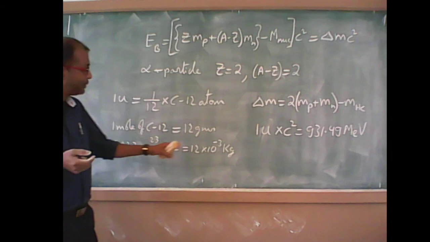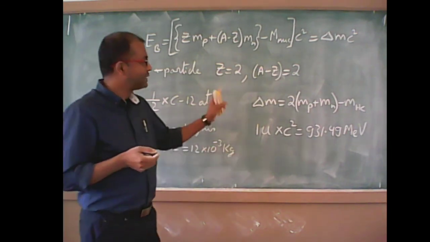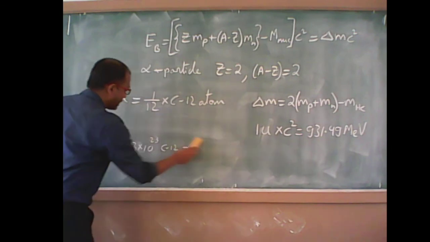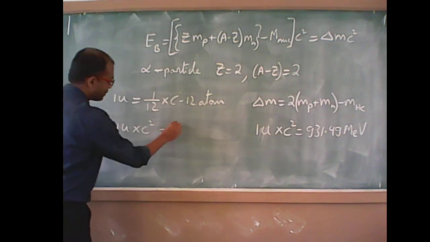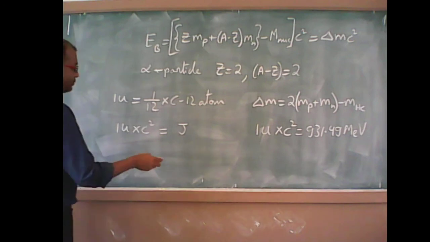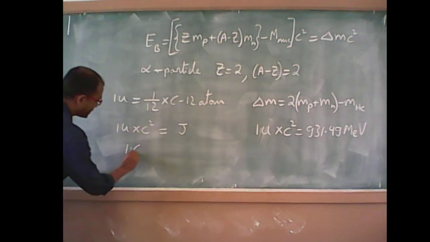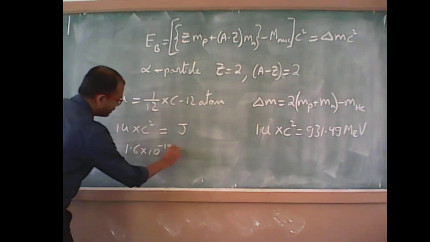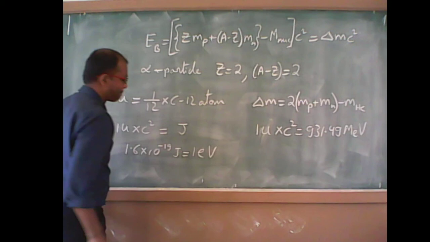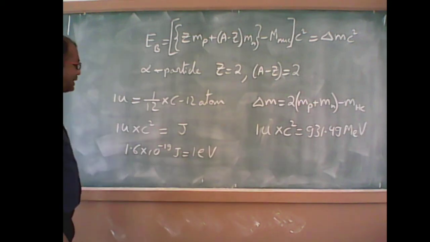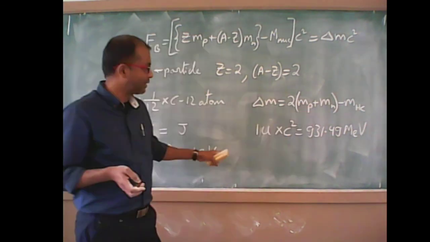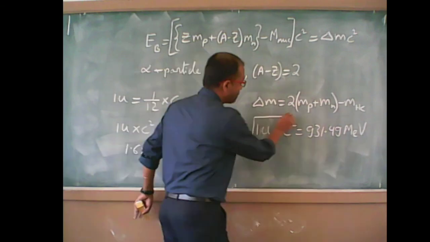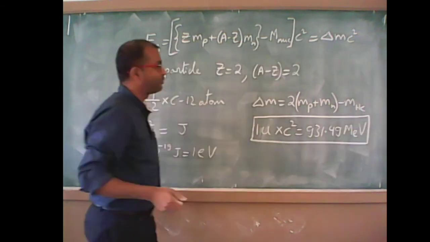So we get 1 atomic mass unit in units of kilogram. Multiplied by c square, in SI units you will get the value in joules. Joules we can convert into electron volt and mega electron volt. 1.6 into 10 to the power minus 19 joule is equal to 1 electron volt, and mega electron volt is 10 to the power 6 electron volt. So 1 U can be expressed in terms of mega electron volt. After doing the calculations, this is the conversion we'll be using: 1 U into c square directly gives us 931.49 MeV.